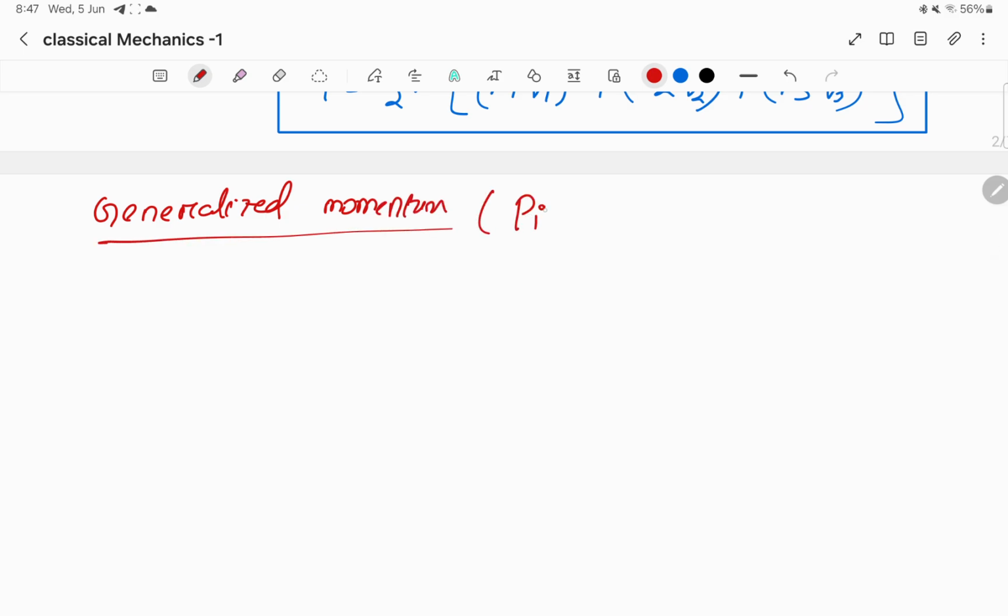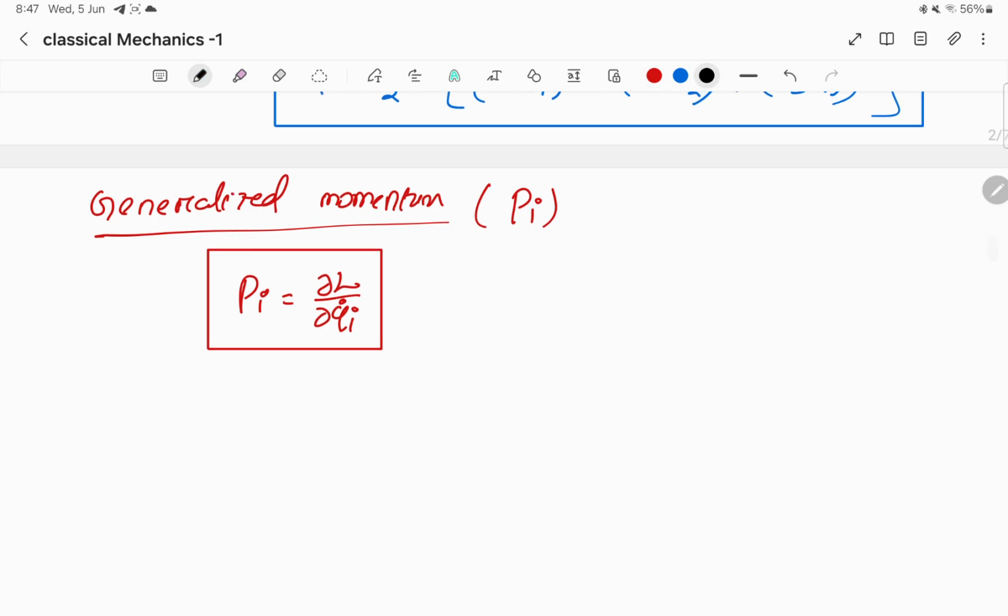We generally denote it as pi, and pi is defined as del L upon del Qi dot. Is it clear? Let me give you a simple rough work here, mathematical rough work.